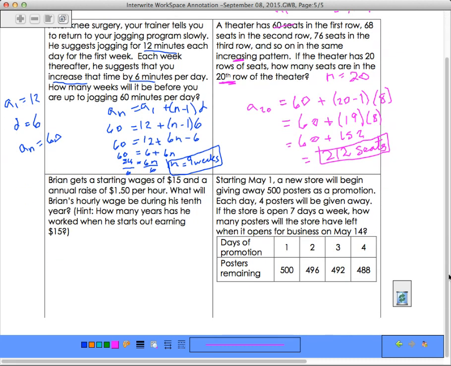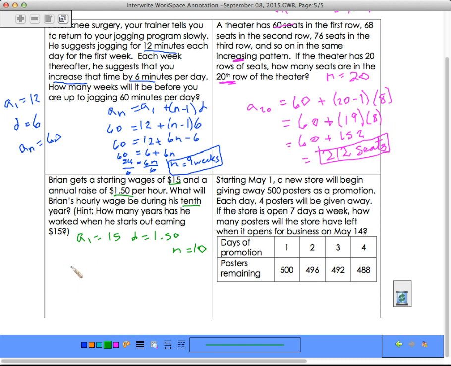All right, cruising right along, 2 more. This one says, Brian gets a starting wage of $15 and an annual raise of $1.50 per hour. What will be his hourly wage during his 10th year? So A sub 1, we need to know, is 15. D is changing by $1.50. And we want to know the 10th term.